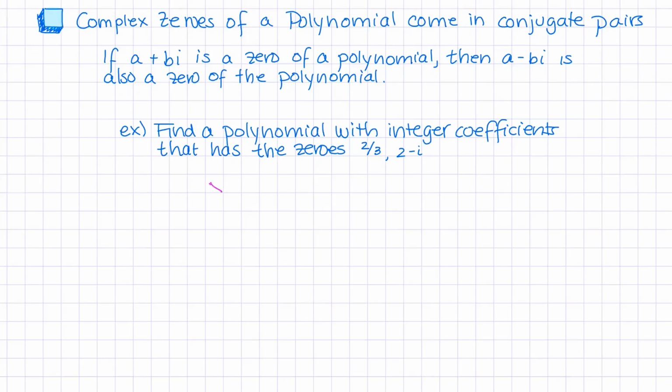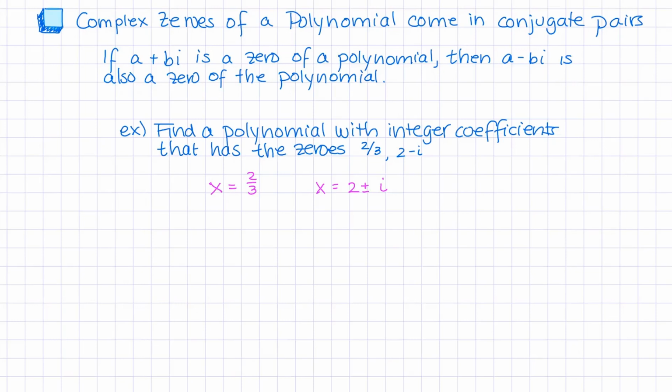We know that x equals 2/3 is a 0, and x equals 2 minus i is a 0. But remember, we have a complex number here. They're going to come in a conjugate pair. That means if 2 minus i is a 0, 2 plus i is a 0. So we can say 2 plus or minus i. And I'm writing it like that because you're going to see we have a little trick here.